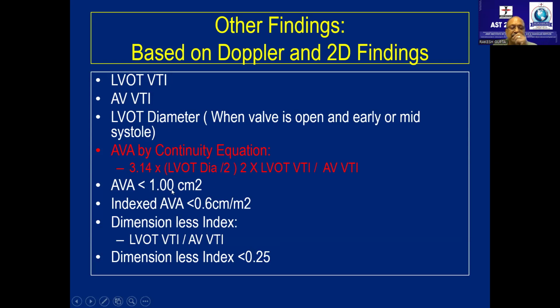less than 1 centimeter square is considered as severe. And you divide by the body surface area. This is known as indexed aortic valve area. Look, if my weight is 60 kg, my height is 5 foot 3 inches, my area can be equal to a person whose weight is 100 kg and his height is 6 foot. So we have to divide by body surface area to get indexed aortic valve area. Normally we consider aortic valve area, we can consider indexed aortic area.